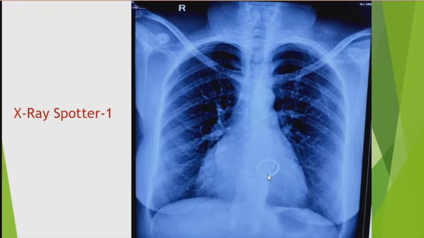Sir, location. Usually, you take a point here, the cardiophrenic angle. Yes, sir. Draw a line to the hilum. Okay, sir. The one coming below is the mitral. The one coming above is aortic. Okay, what is the size of the heart?